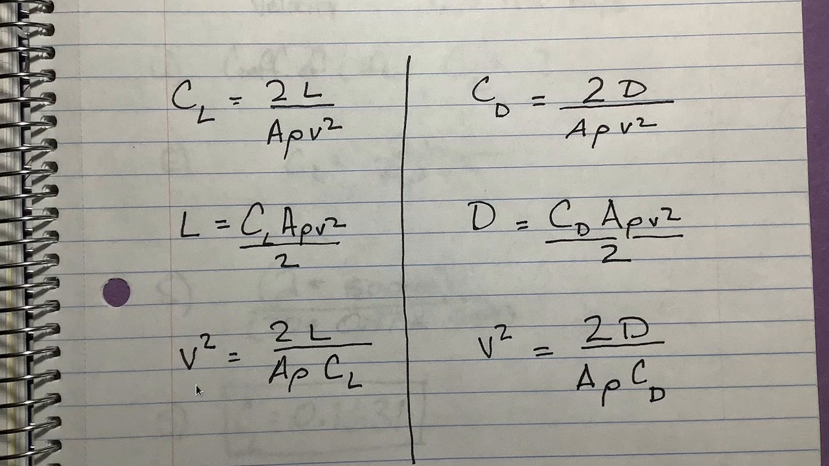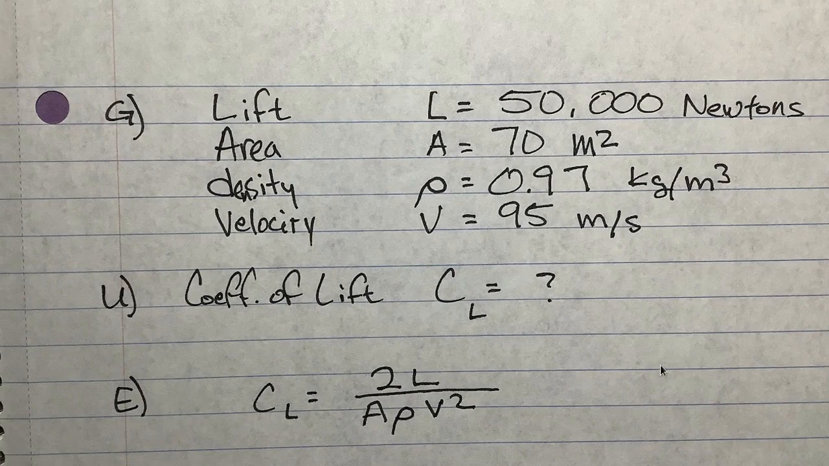All right. Let's take a look at a totally made up sample problem. So we have a lift of 50,000 newtons. We have an area of 70 square meters. We have an air density, rho, notice that is not a P, of 0.97 kilograms per cubic meter, and then a velocity of 95 meters per second. I just totally made these up on the spot. Okay, we're solving for the coefficient of lift.